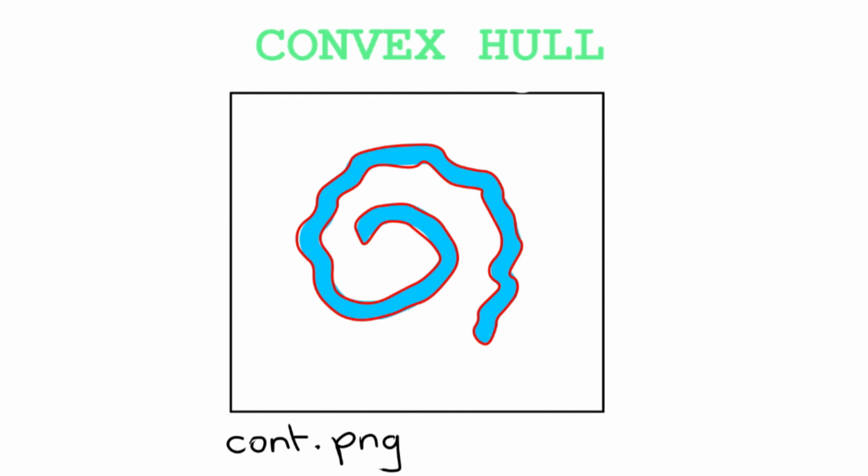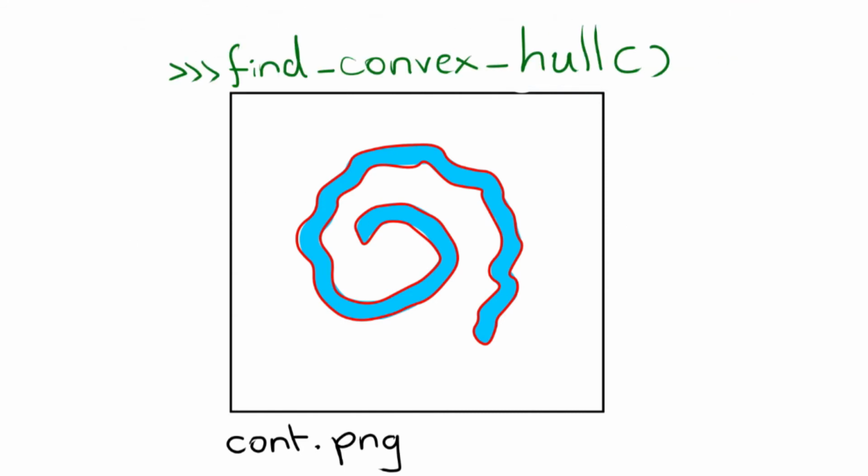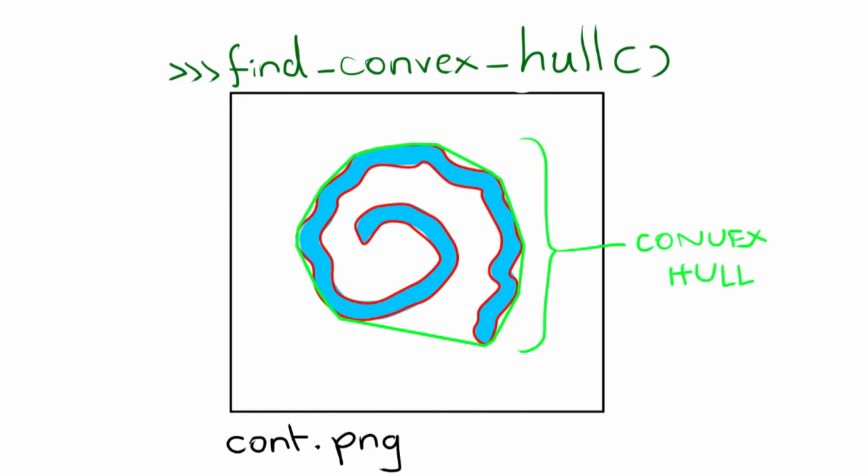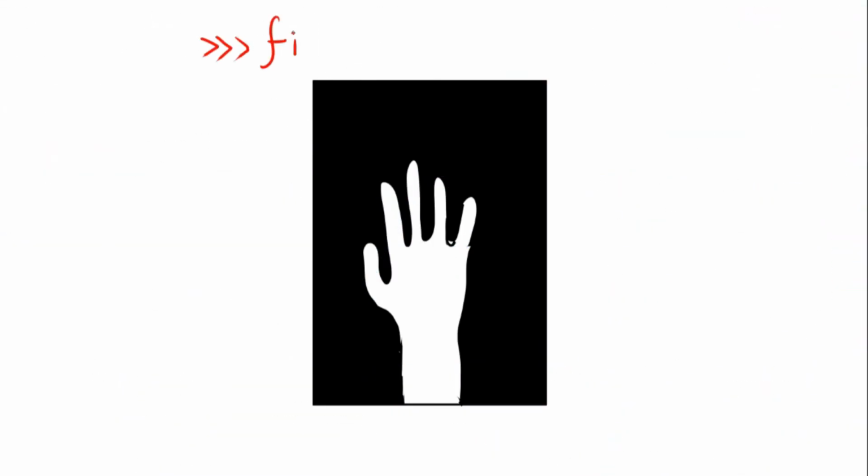After detecting the contours, we can detect something called the convex hull. If you take the outermost points of this contour and draw a line through each of them, you get something called the convex hull, as shown here in green. Using the convex hull, we can determine the approximate shape of the curve or contour.